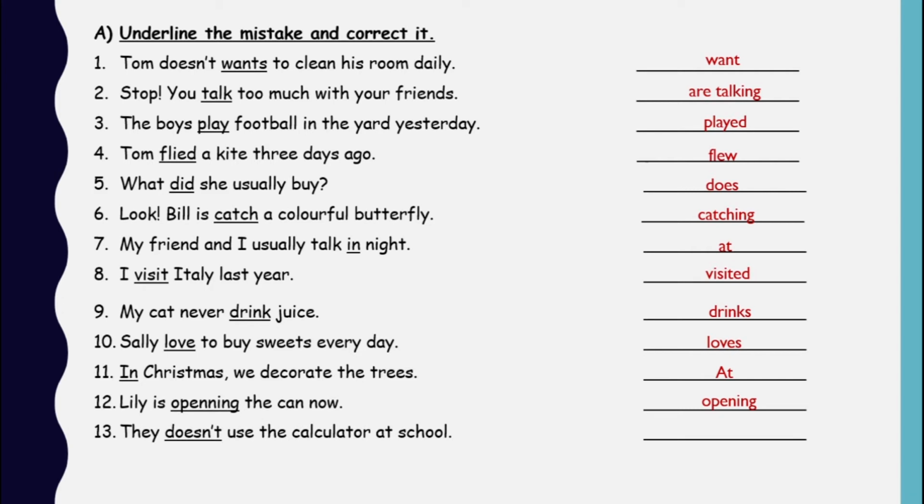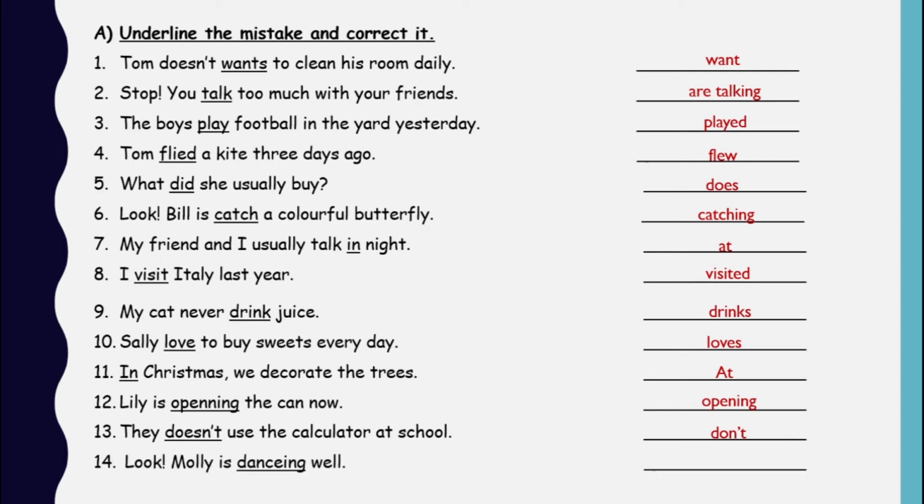13. They doesn't use the calculator at school. They doesn't use. Remember we said the helping verbs do or does. Do comes with I, you, we, they. So here the mistake is doesn't because you have the pronoun they. So the answer should be don't.